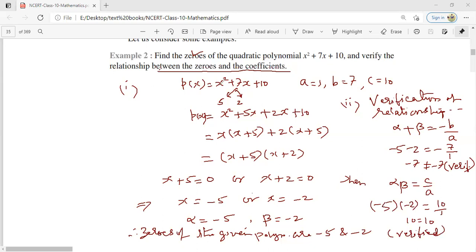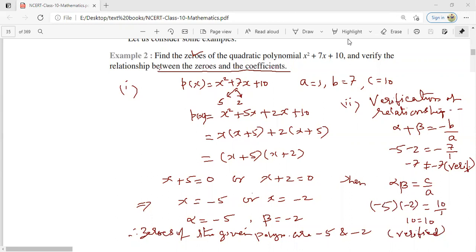So there are two parts in this question. In 1 mark, they can ask to find only the zeros. If we have to find zeros, we split the middle term, find the factors and equate them to 0. Why do we equate to 0? Because zeros of the polynomial are the values which, when substituted, give the answer as 0. That's why.